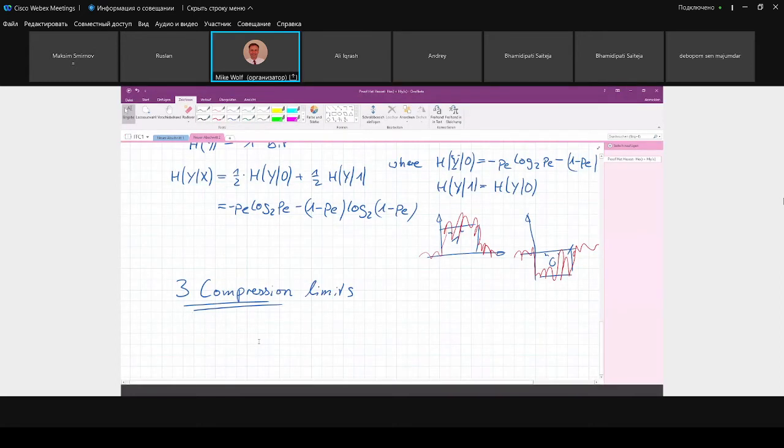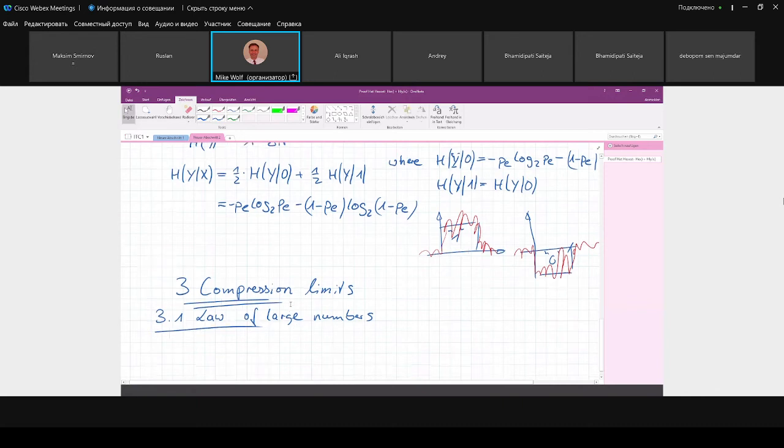Compression limits, and we start with, this is really important, and I think it's not so complicated to understand, because I have a few nice slides: the law of large numbers. If you understand this, 3.1, you will understand 3.2 as well.